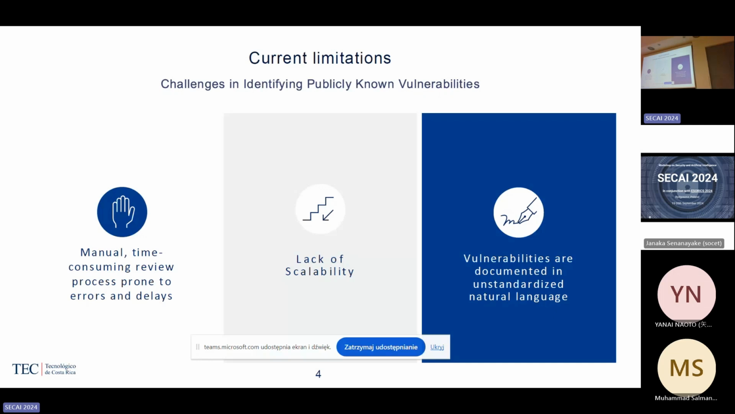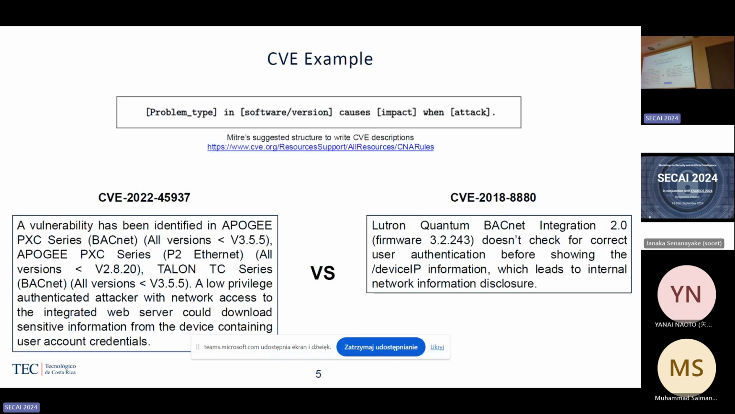The principle is very constant once we write the descriptions, and we don't have a specific structure to write it. Basically, we can have different formats and words in it. And why is that a challenge? Well, we're going to see that in this slide.